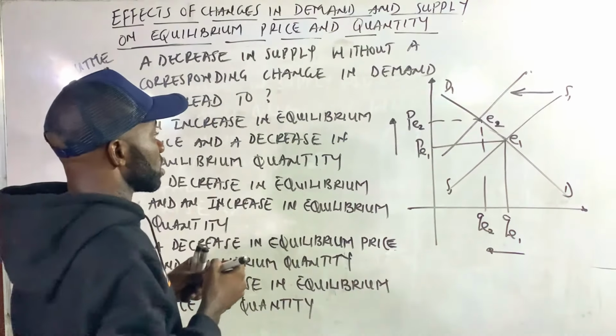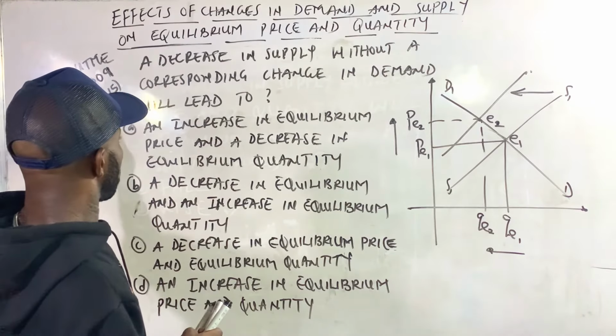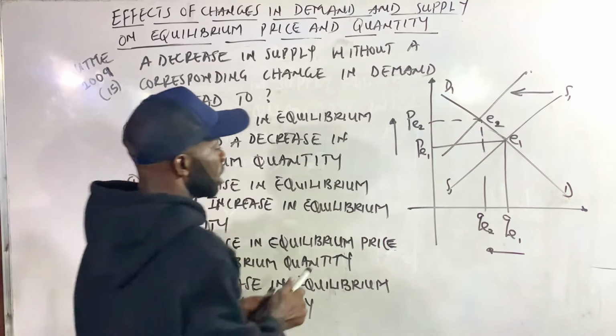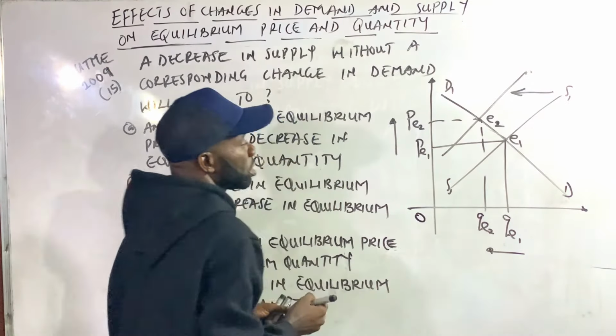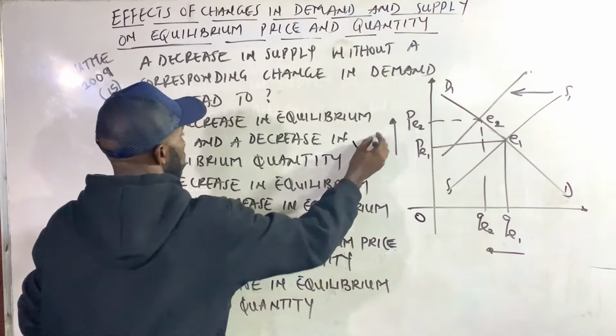What answer is corresponding to that? Option A says an increase in equilibrium price and a decrease in equilibrium quantity. That's your best answer. You don't need to move further because it's showing from the diagram that this is your answer. So A is correct.